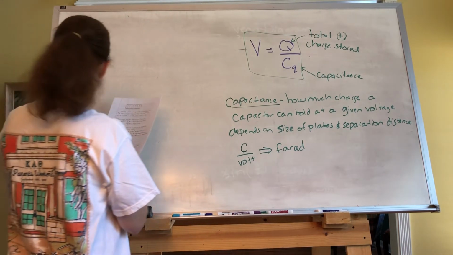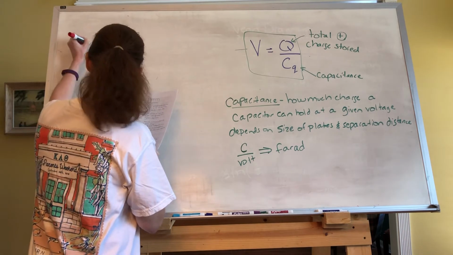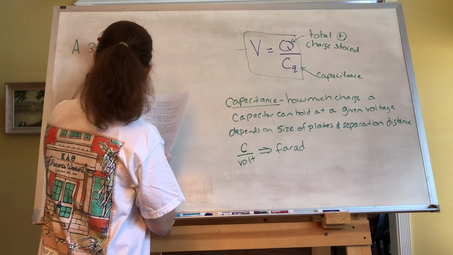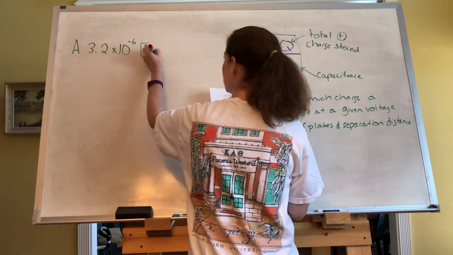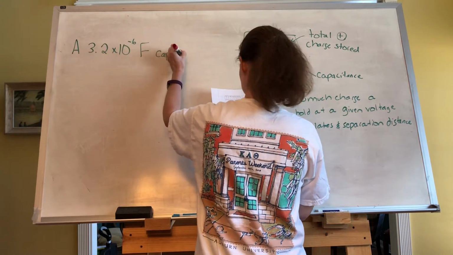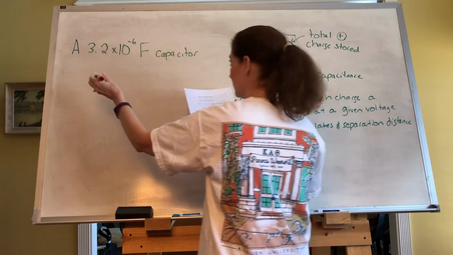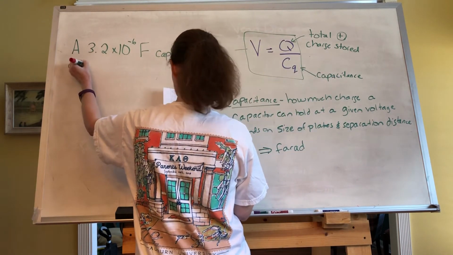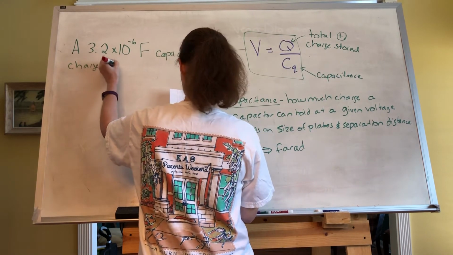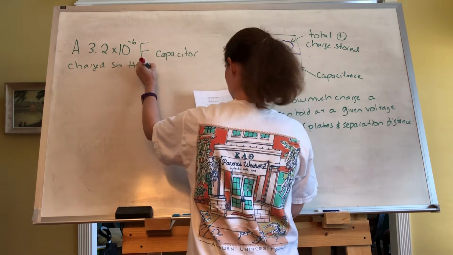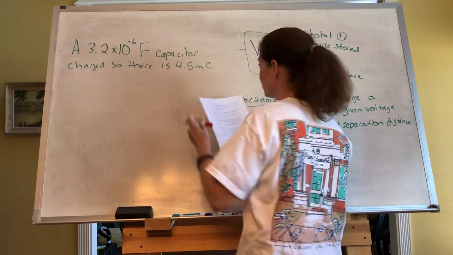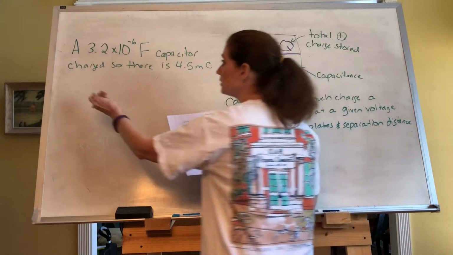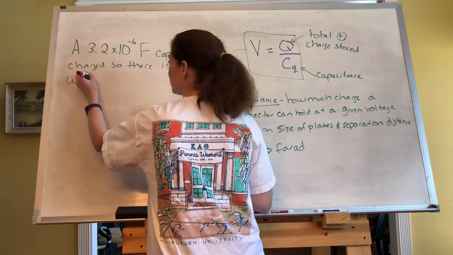All right, so we're going to have a 3.2 times 10 to the negative 6 farad capacitor. And it is charged, so there is 4.5 millicoulombs. All right, and we want to know what is the electric potential.